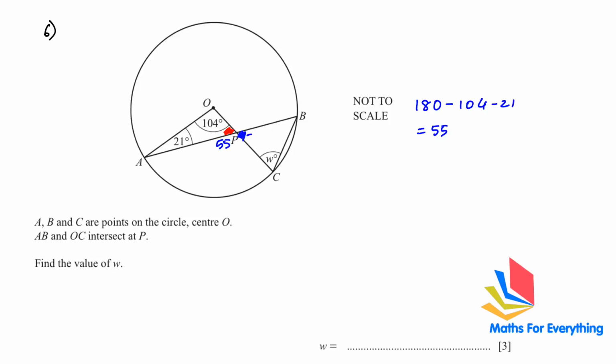Therefore, even this angle will be 55 because vertically opposite angles are the same. And then we will use the circle theorem. Angle at the center is twice the angle at the circumference. So if the center angle is 104, this angle will be half of 104, which is 52. Now that we have the two angles, to find the third angle, we are going to subtract 55 and 52 from 180, and we will get 73. Therefore, W is equal to 73.